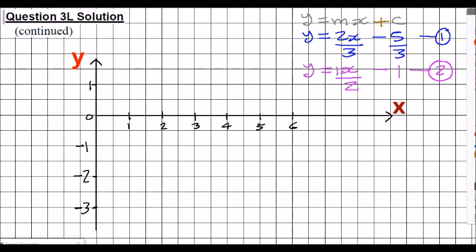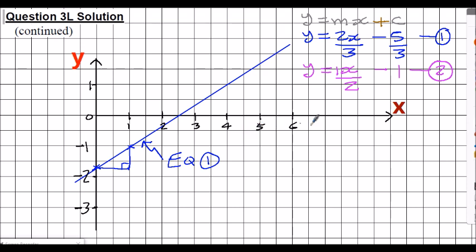Let's now consider sketching the equations 1 and 2 to help us determine the range of x values to use in this case. So in equation 1, we can see that the intercept with the y-axis would be -5/3. That's -1.6 recurring. So that's in this region here. The gradient for equation 1 is 2/3, or 0.6 recurring. So that's 0.6 recurring rise in a distance of 1. So there's equation 1 sketched.